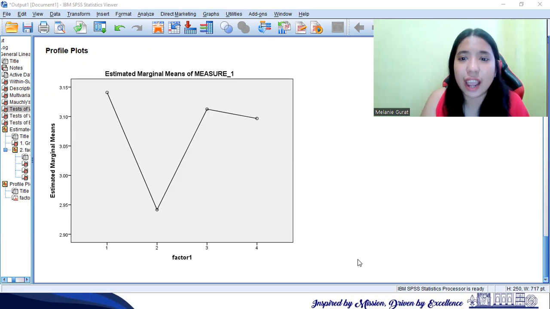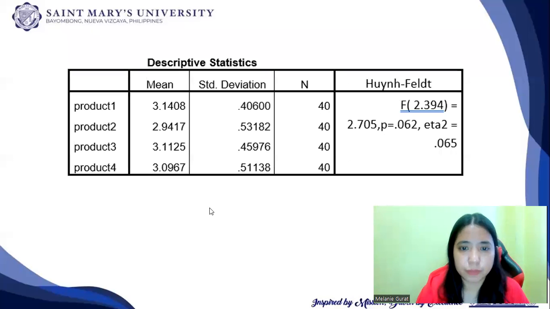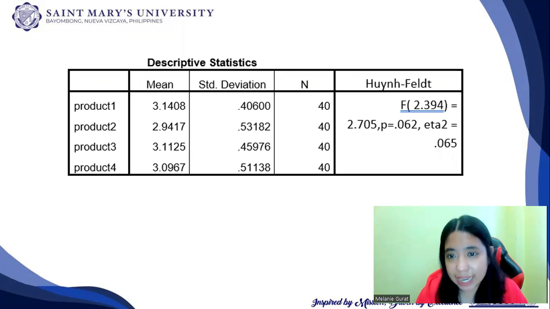And this is the edited form. I transferred here the value of the mean and the standard deviation, and I just added the value of the Winfeld. This is already seen in the generated table, so I just transferred it here. The F, with degrees of freedom 2.394, is equal to 2.705. P is equal to 0.062, and the eta squared, or the effect size, is equal to 0.065.